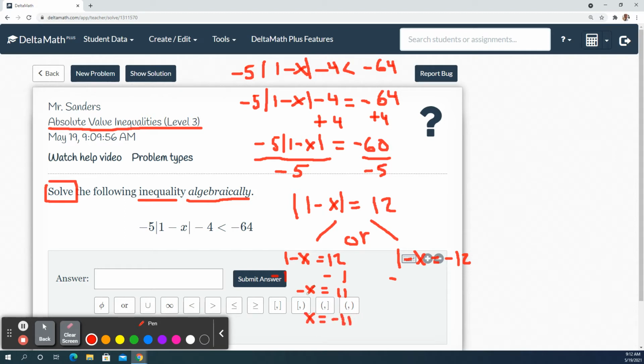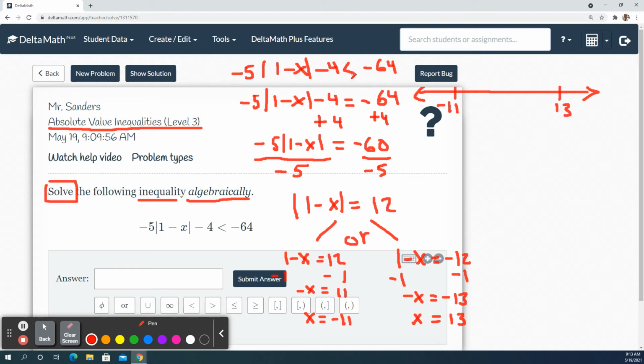You can also multiply by -1 or divide by -1, or do opposites to both sides. Subtracting 1, -x equals -13. Opposite both sides, x equals +13. Those are our critical values. We graph it. We have a -11 and we have a +13.